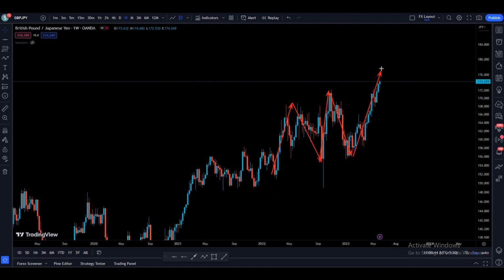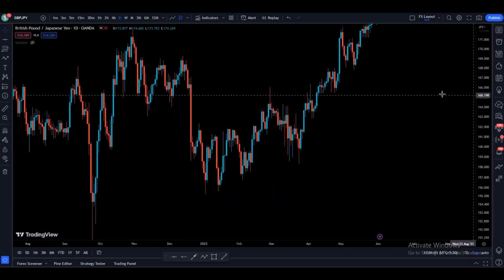But once we create a high, we'll be anticipating a pullback, maybe to this recent broken area, or the price may make a deeper pullback as a potential higher low to continue this bullish momentum on the weekly time frame. So we are bullish on the weekly time frame as well. Now let's go to the daily time frame to see more details.